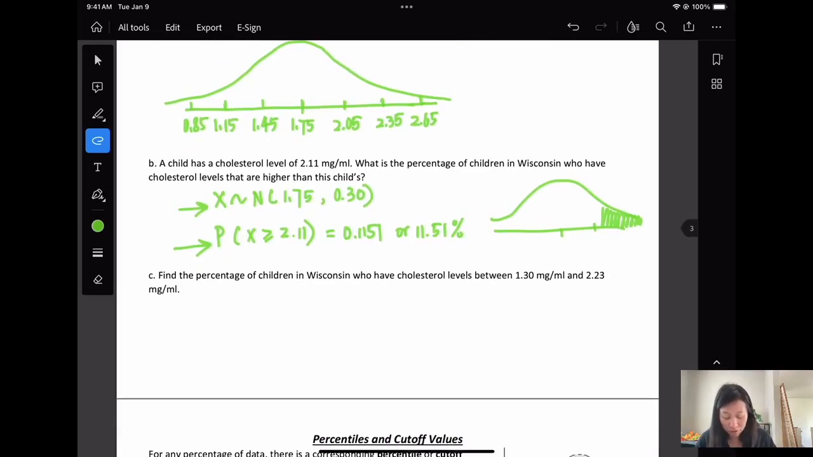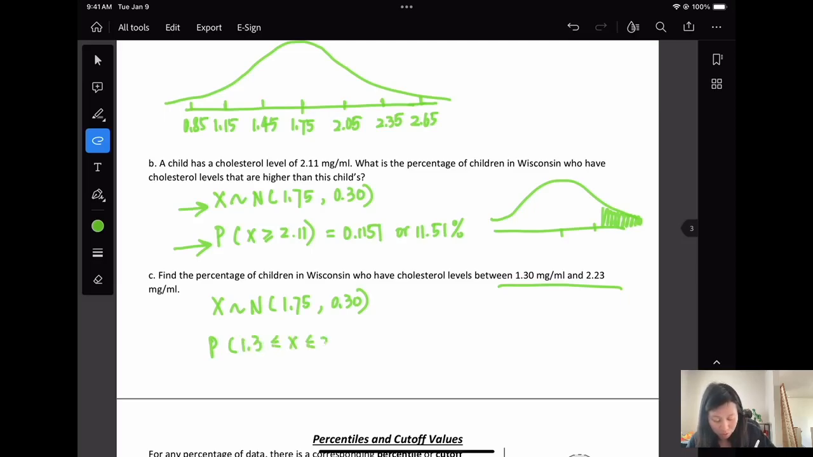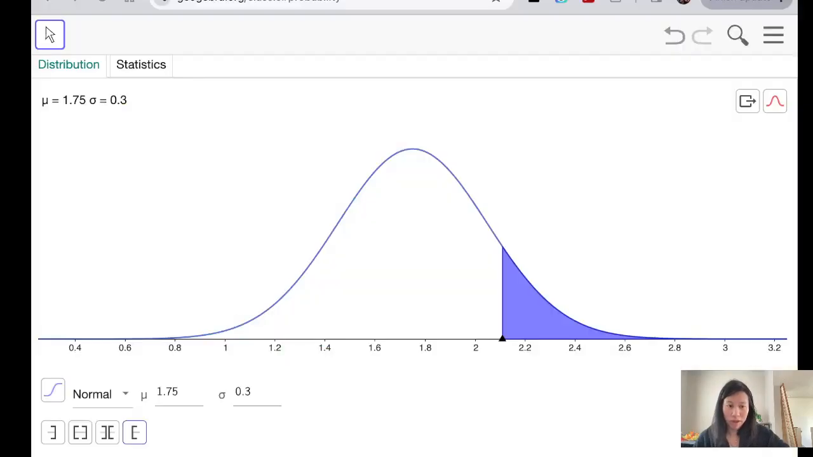Next one, find the percentage of the children in Wisconsin who have a cholesterol level between 1.3 and 2.23. So again, X follows a normal distribution. And then we want to find the probability of X in between 1.3 and 2.23. Now, we can use GeoGebra. In between, we should choose the middle one.